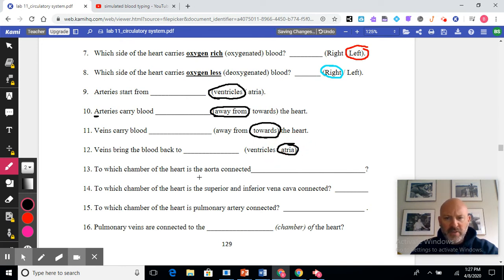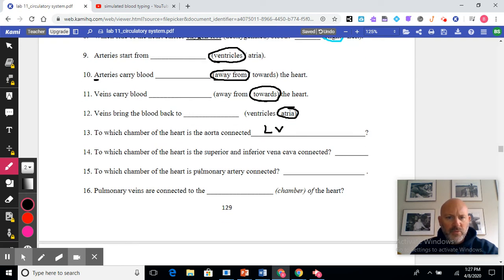To which chamber of the heart is the aorta connected? Well, this is the left ventricle. To which chamber of the heart are the superior and inferior vena cava connected? Well, this is the right atrium. To which chamber is the pulmonary artery connected? Well, the right ventricle takes the deoxygenated blood and sends it away to the lungs. So this is the right ventricle. And pulmonary veins are coming back from the lungs, connecting to the left atrium.